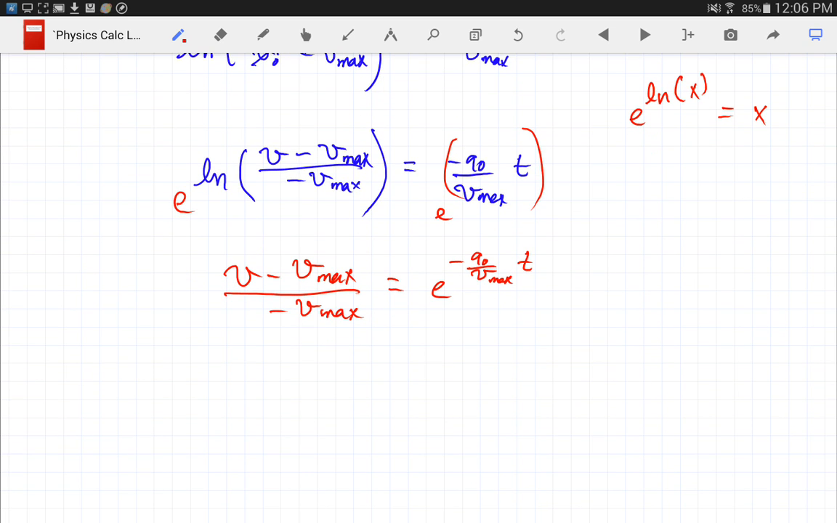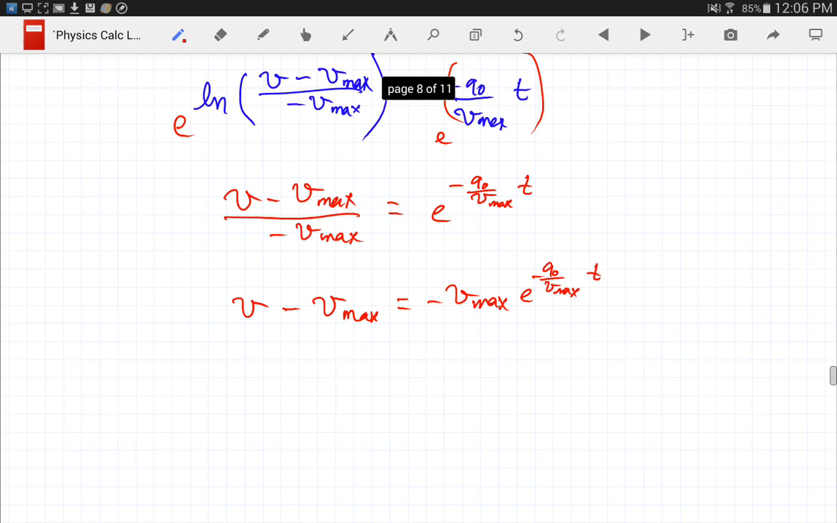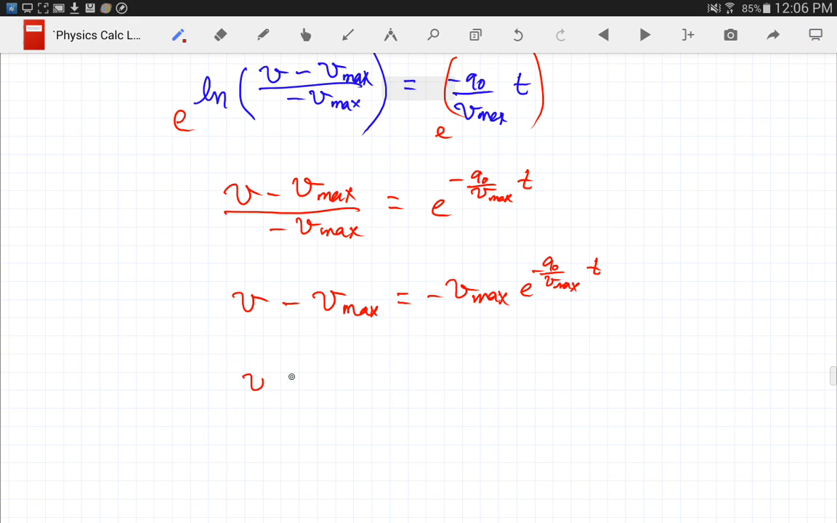Now I'll multiply both sides by minus v max, so I have... and finally, to solve this for v, actually I say finally, this is my penultimate step. Because I can factor out the Vmax.